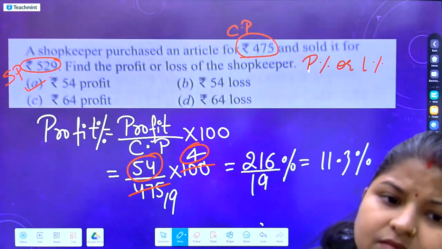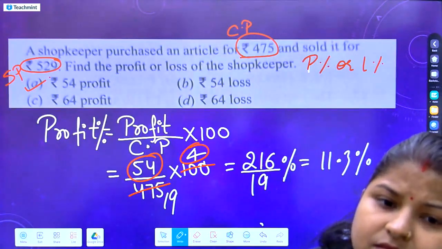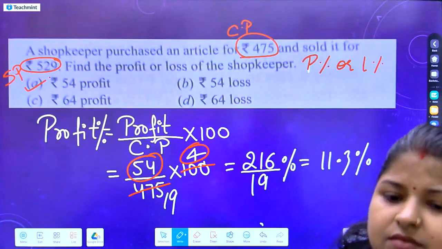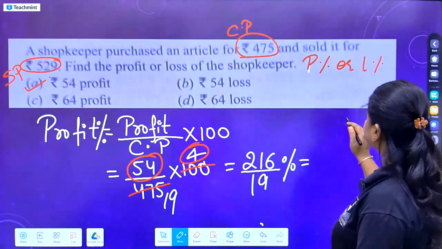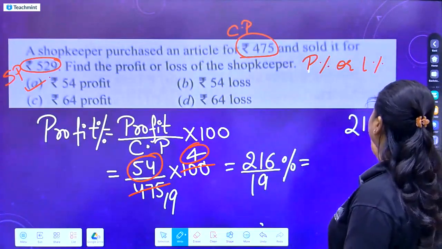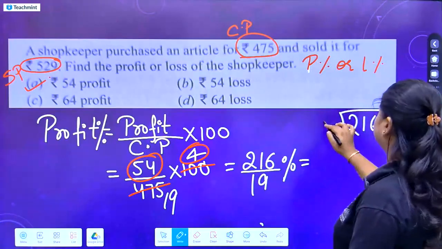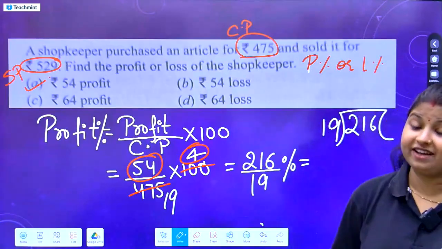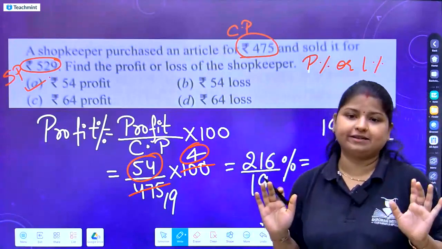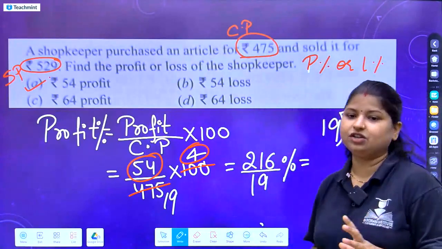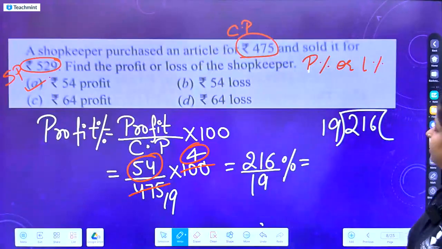Ma'am, I did not understand that you told us to divide, but I can't understand how points are coming. Beta, that is so basic. You have to practice this. I cannot divide each and every sum for you, right? Because in the examination, you will get different digits. So you have to practice that division. Telling you the basic method.